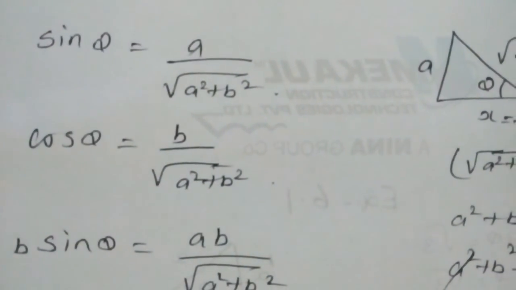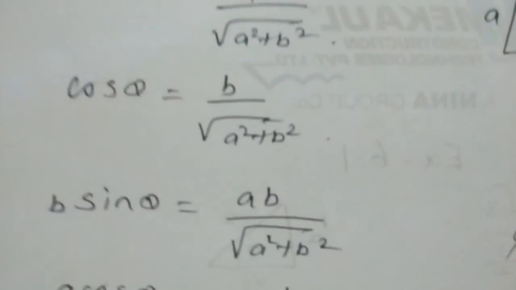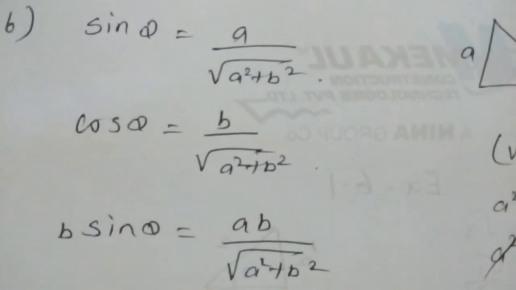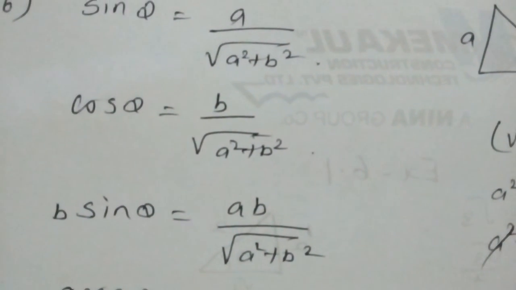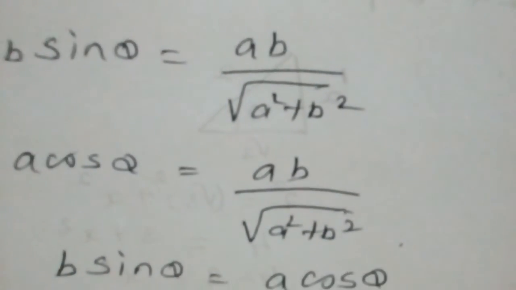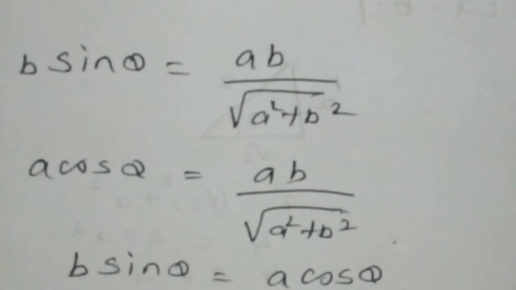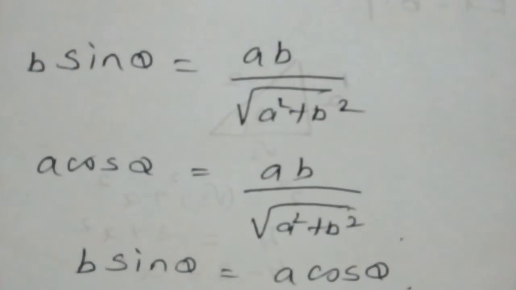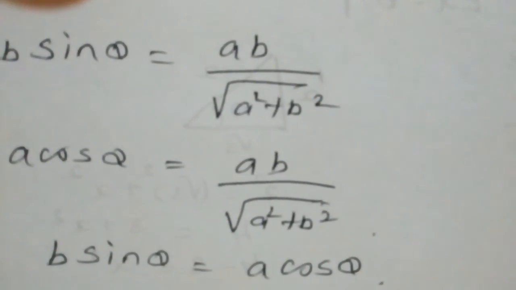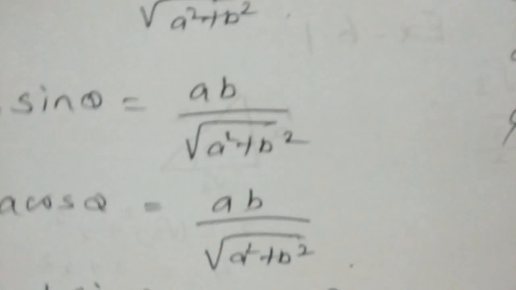So cos theta is equal to b by square root of a squared plus b squared. And then just multiply sin theta with b and cos theta with a. So b sin theta will give ab by square root of a square plus b square, and a cos theta is also giving the same value. Now it is proved that b sin theta equal to a cos theta. Understood? So we are getting the same value for b sin theta and a cos theta. That's what we were asked to prove. That is the answer for this question.